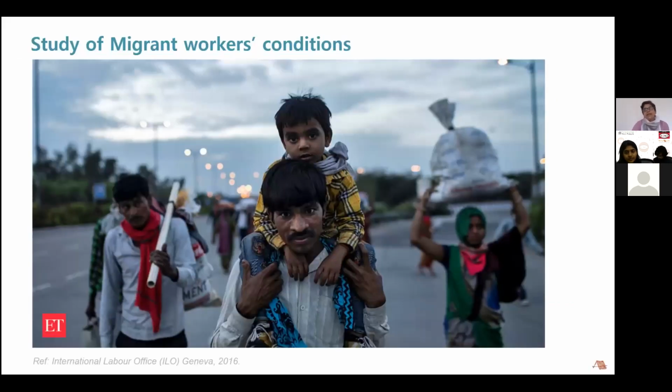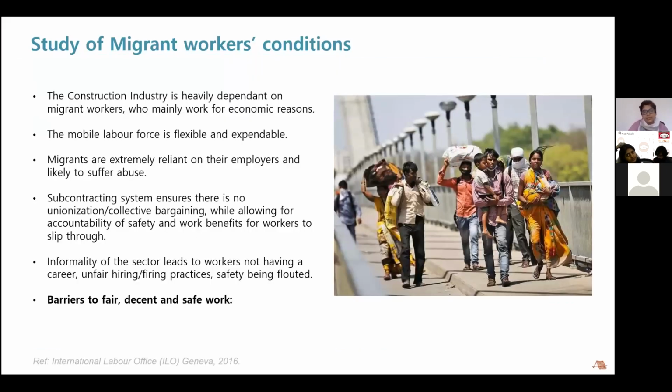We did a study of migrant workers' conditions, basis the ITUC. We saw that the industry is very much dependent on migrant workers, but they are a flexible and expendable workforce. The conditions make migrants very vulnerable, because they are extremely reliant on the employers, especially those who are international migrants. Subcontracting is a huge practice, and though it leads to flexibility, it does not lead to voice for the workers, and safety falls in the gaps, the accountability for safety.